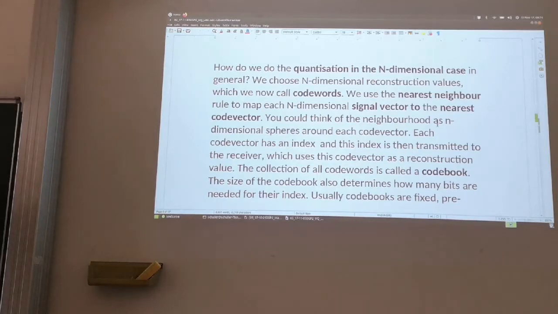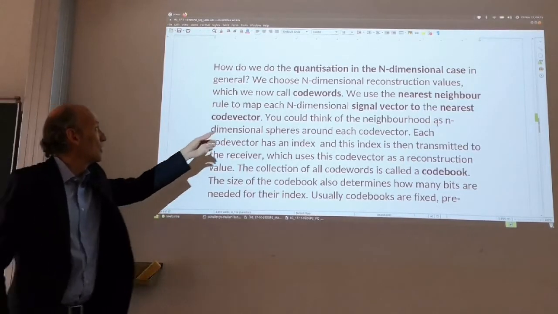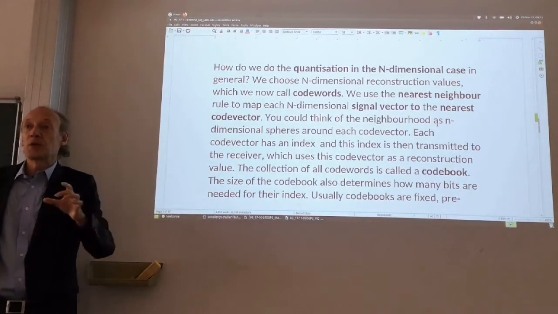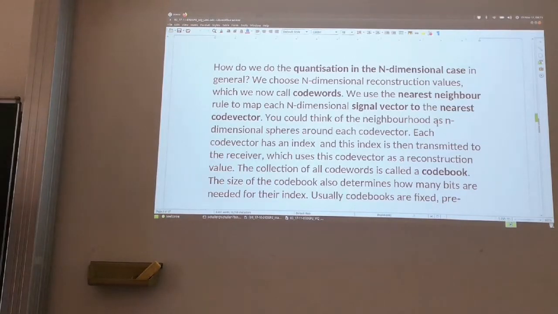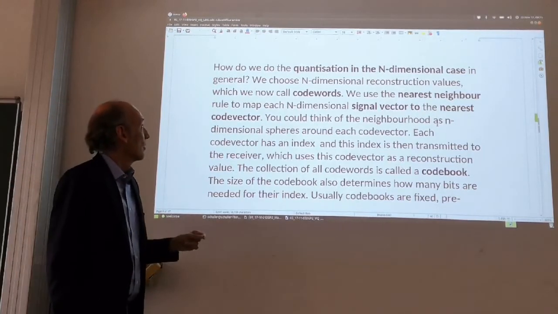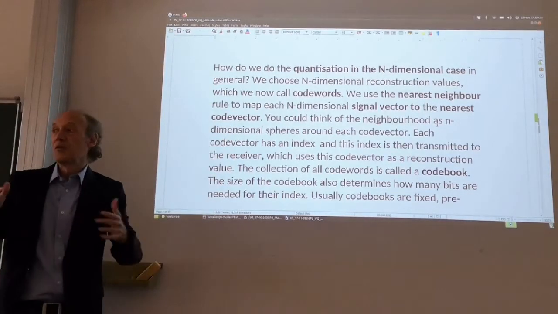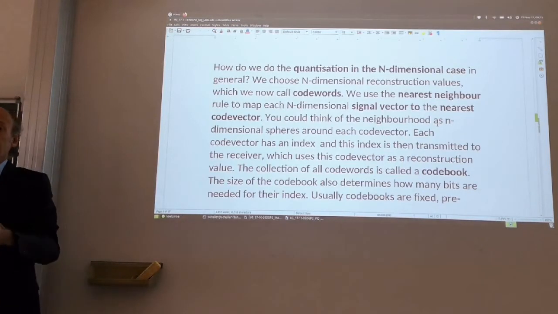You can, for instance, take the Euclidean distance, which is you just take each dimension, square it, add them all up, and then take the square root. We can also omit the square root because we're just interested in the smallest one. And once we did that, we just choose the code vector which has the smallest distance to our observed signal vector. And that's then our representative. So in this way we can easily generalize this nearest neighbor rule to n dimensions.